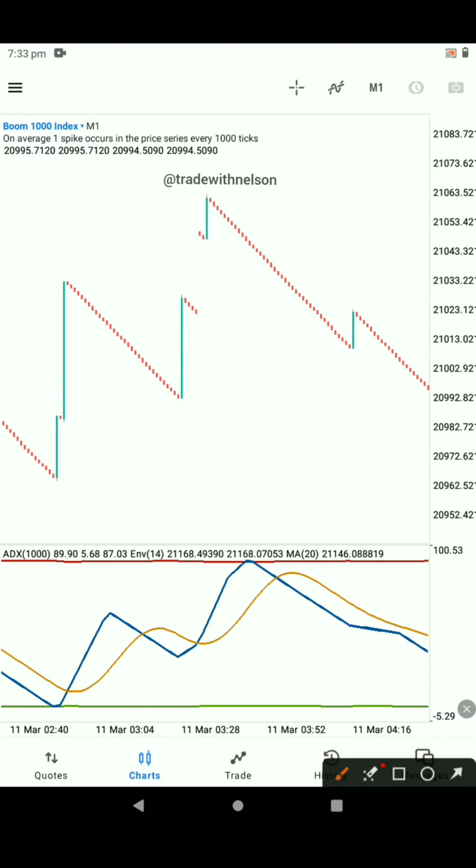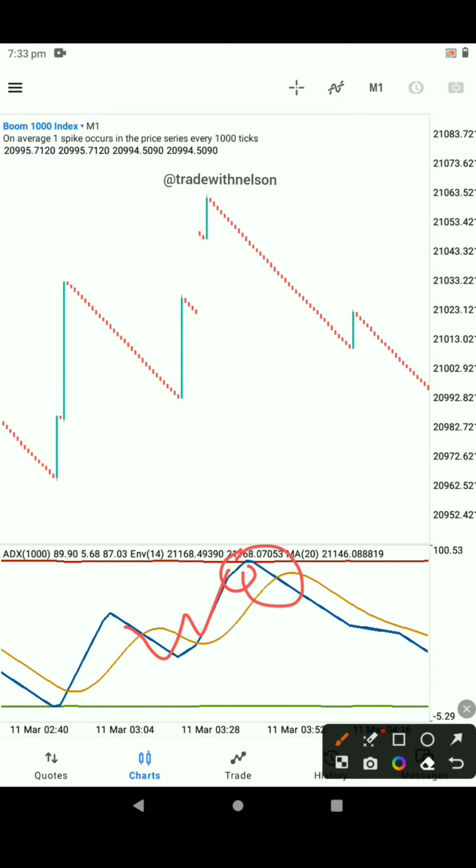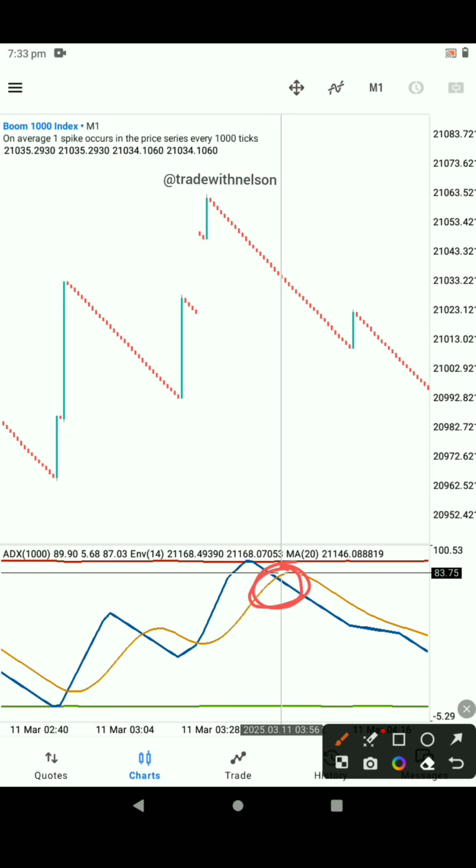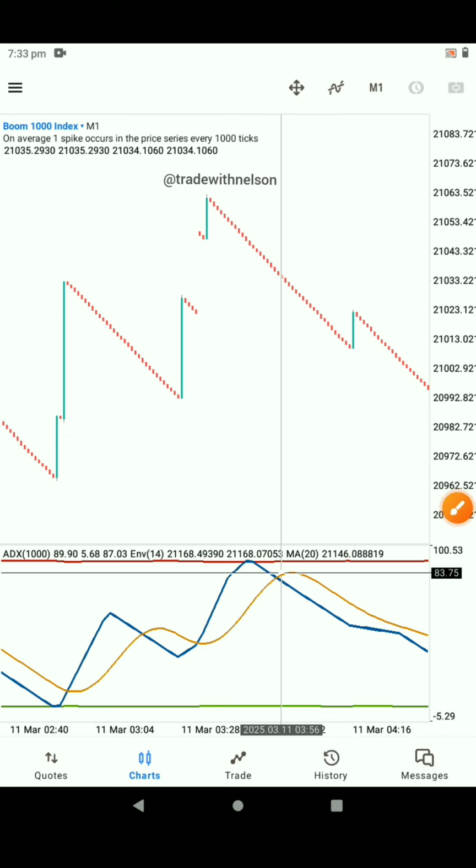So as you can see over here, we also have another setup. We see the envelope enters into the red level. Once you have that, you want to wait for the cross of the envelope and the moving average. You have the cross here, you enter your sell at this point and count your 5 candles. You see how the market gives us our setup.